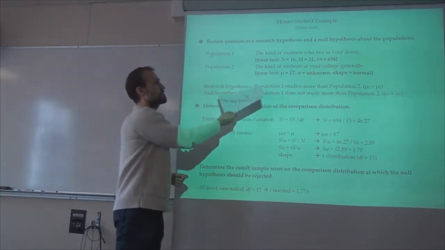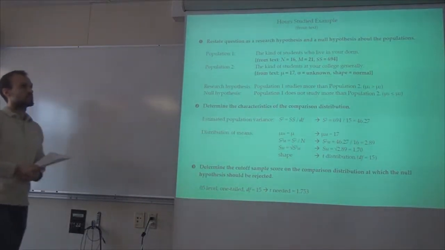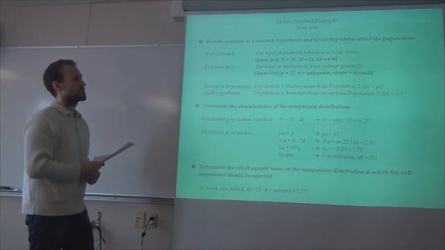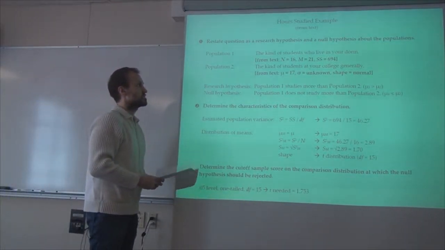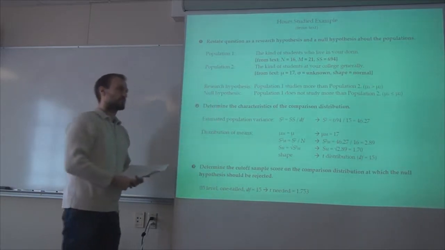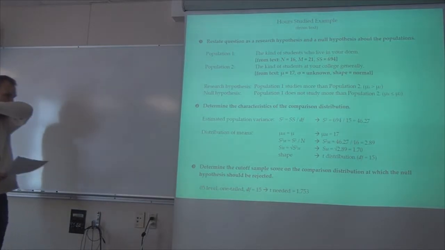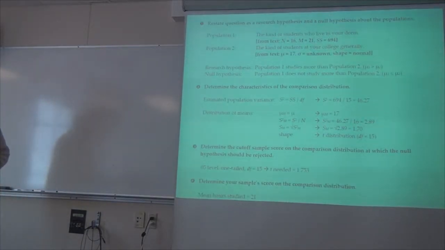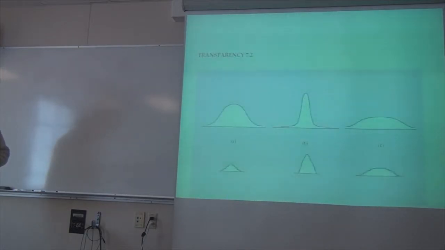I'm trying to see if students in that dorm study more on average than the university average. So that will be population 1 versus the null hypothesis that they do not study more. So then my comparison distribution is, well, I'm going to have to move on first. Hold on, let me go to this one.